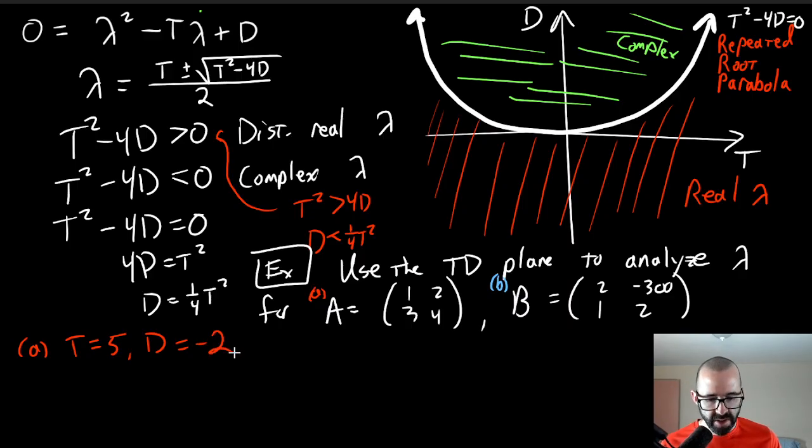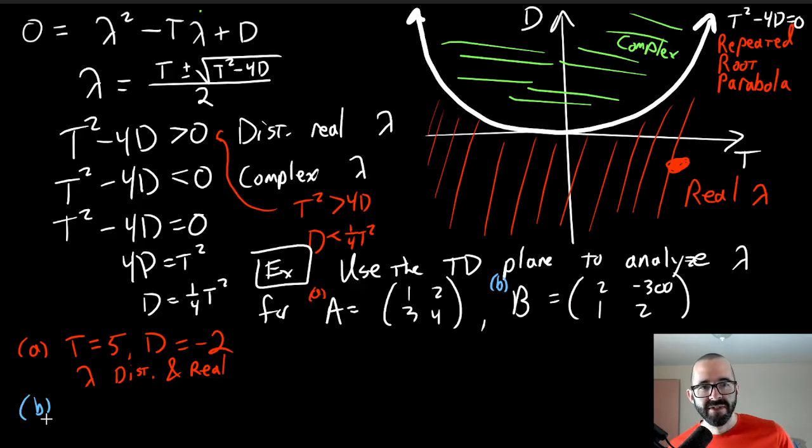Okay, well, if the trace is 5 and the determinant is negative 2, well, we must be somewhere over here. We know we have distinct real roots. We know our lambda are distinct and real. So we're not quite sure whether it's a source or a sink yet, but we know it's going to be a source, a sink, or a saddle. In the next video, we'll talk about which one exactly it is. Spoiler alert, it's a saddle. You could also find that by finding your eigenvalues. But we're just getting practice using the trace-determinant plane. Letter B.